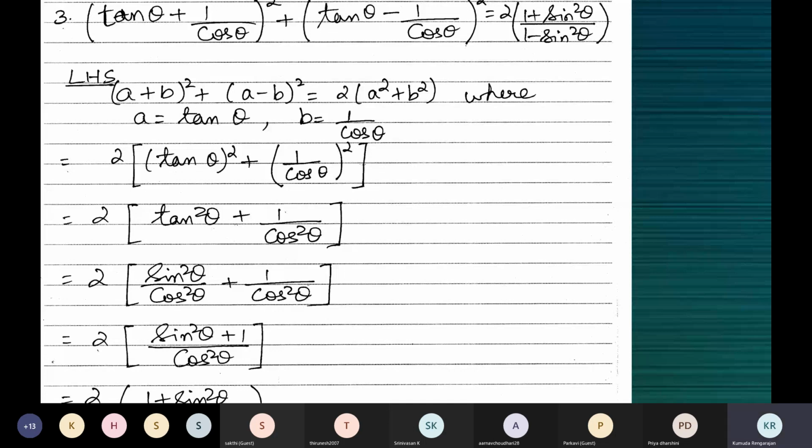Have you learned this chapter in school? Has any school started off with trigonometry? No, ma'am. For us, they are doing the linear equations. Okay.